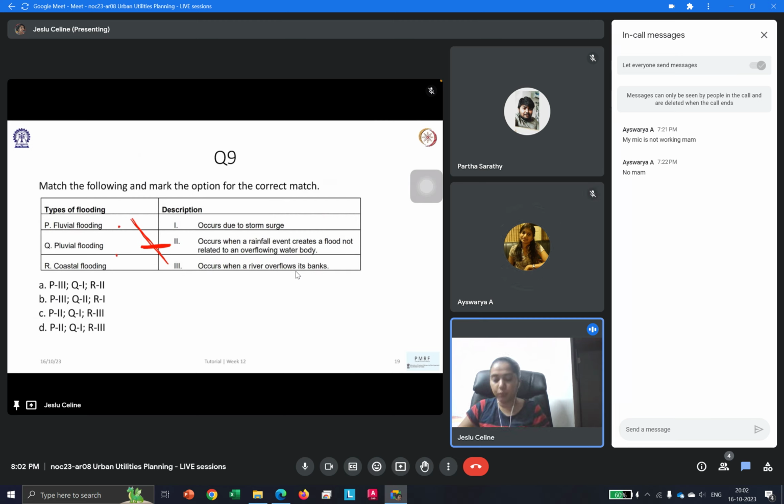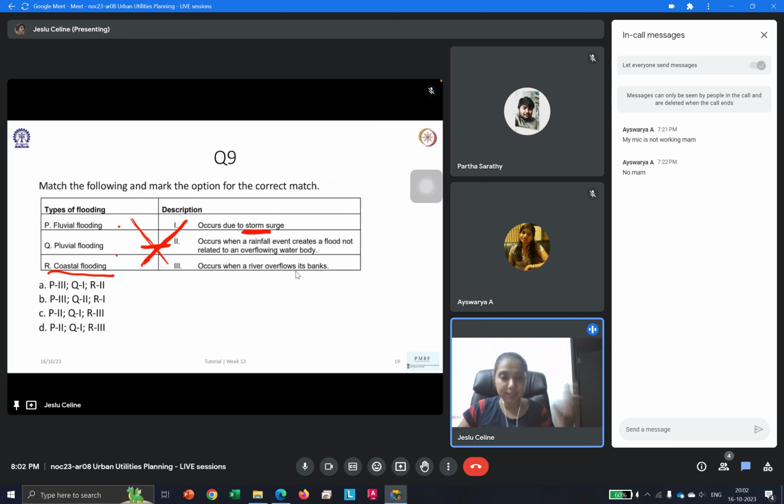So fluvial and pluvial: what is not fluvial is pluvial. And coastal flooding occurs due to storm surge. I think coastal is easy to remember because it's storm surge. Whenever there's a storm and then a surge, or from the coastal bodies whenever the water level increases, you have coastal flooding. Fluvial and pluvial might get a bit confusing.